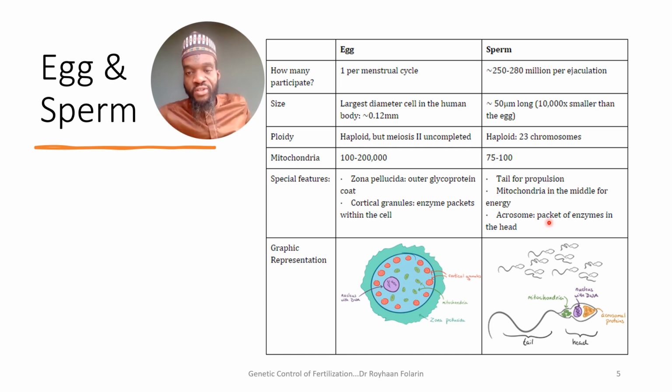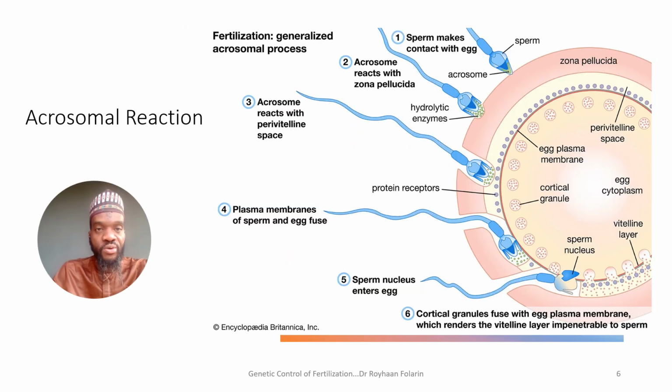And then on the sperm side, it has a tail which enables it to propel, and then it contains mitochondria in the middle for energy, and then the acrosome, which is a packet of enzymes in the head. And then here is a graphical representation of what the egg looks like, and those major features, and then you see the sperm as well, showing those features that we discussed already.